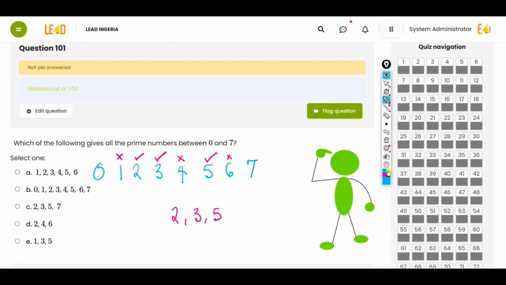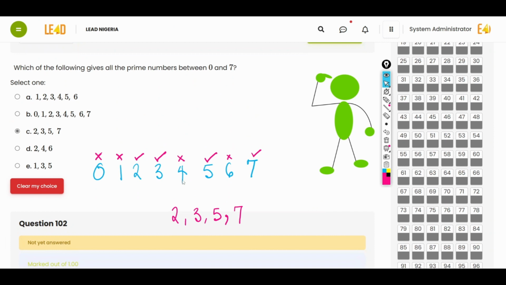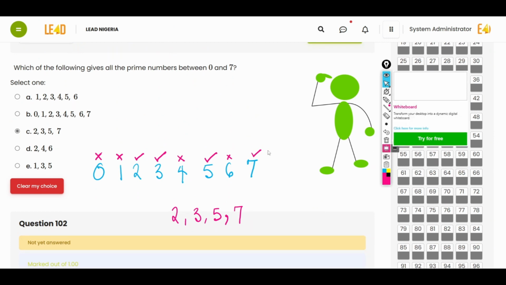So going back, 0 is not a prime number, because every number can divide 0, you just get 0. But you need only 2 factors. But 7 is a prime number. So if I add 7 to the list, then that makes option C the correct choice. Option C is the correct choice. All right, question 102.